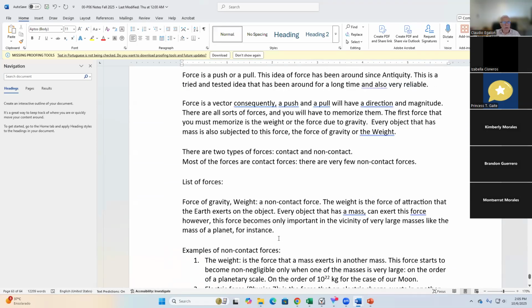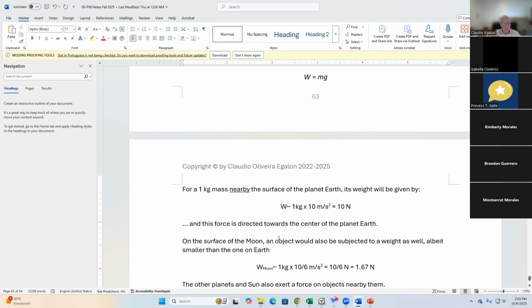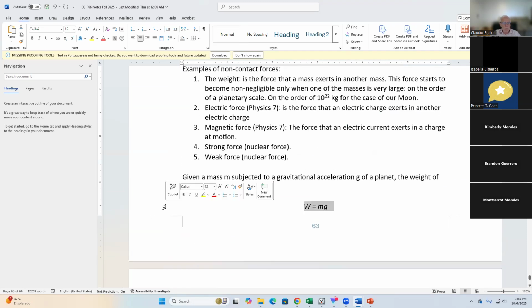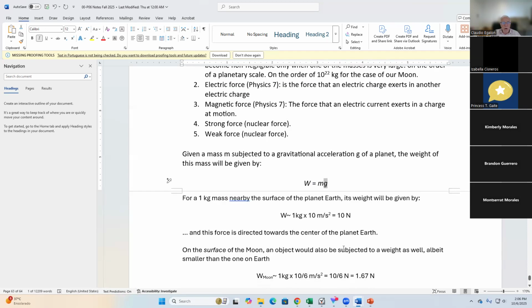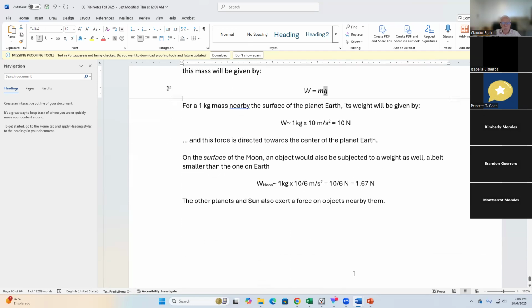Okay, so that's the first force that you must know. Don't memorize this equation. In order to know the weight of an object on the surface of Mars, you have to know the acceleration of gravity on the surface of Mars. In order to know the weight of the object on the surface of Venus, you must know the acceleration of gravity on the surface of Venus, which is almost the same as that of the Earth, because Venus is very similar in mass to Earth. It's slightly smaller only. And so on.